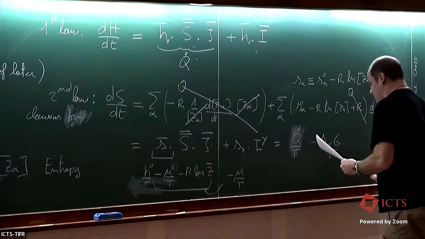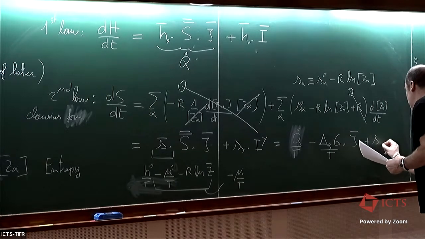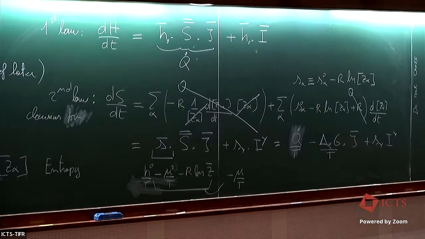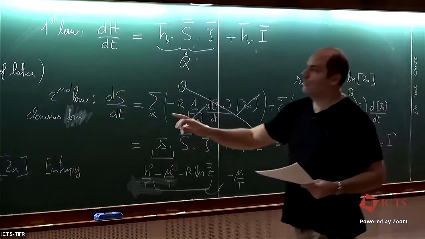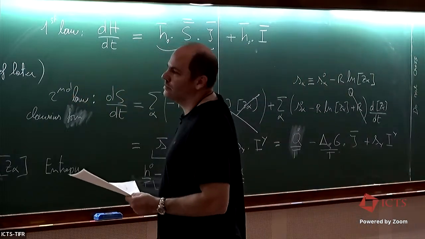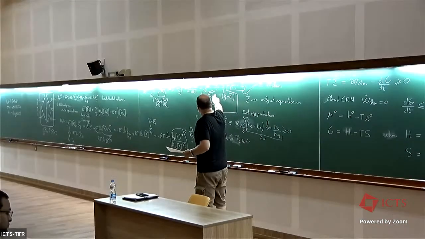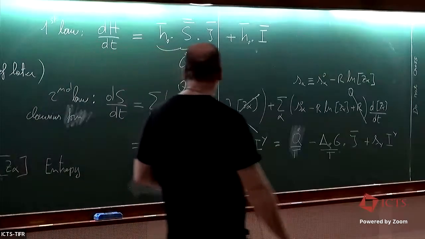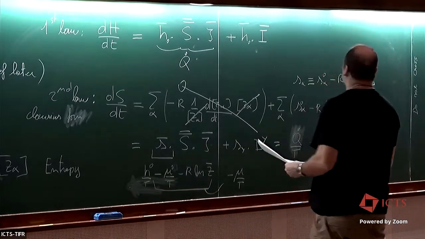Over T times J plus S times this. And remember now, this is entropy production, because the delta G is minus T times entropy production. So overall, if everything is not too ugly, it would be nice maybe.